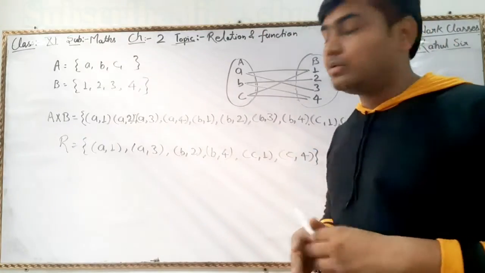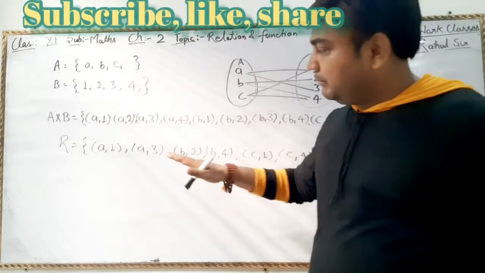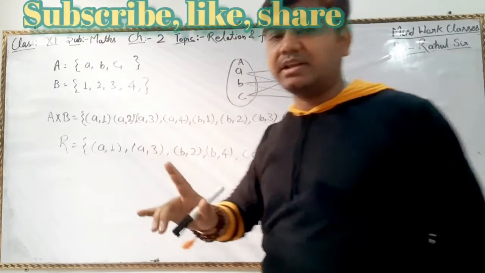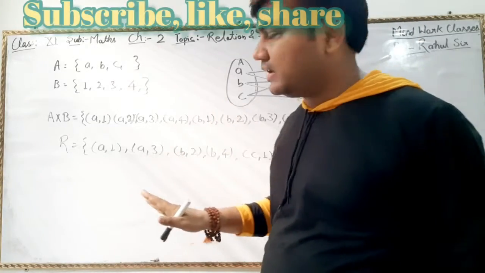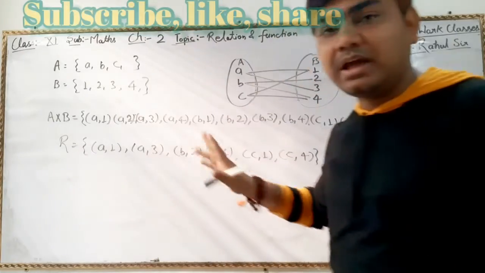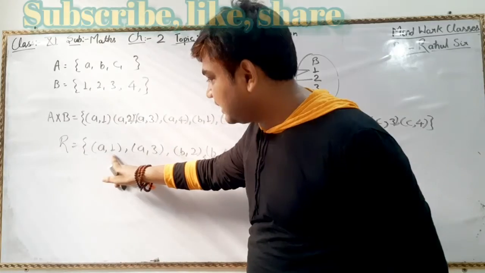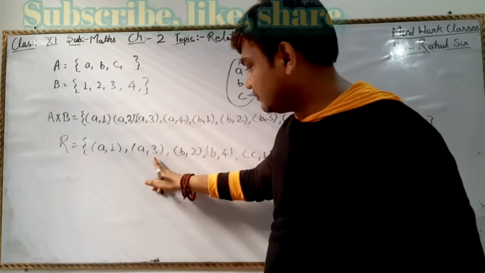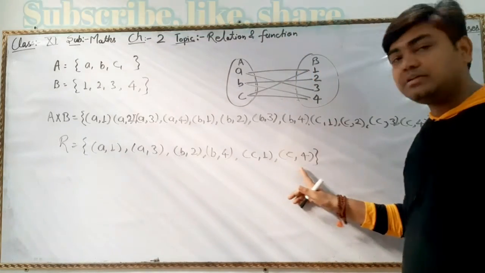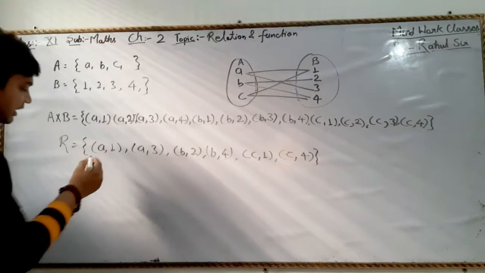Now, please understand here, for each element of this relation, we have two elements. The first element is A and the second element is 1. Again A, 1, 3, B, 2, B, 4, C, 1, C, 4. So, what do we call this?